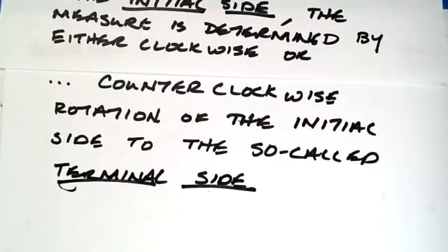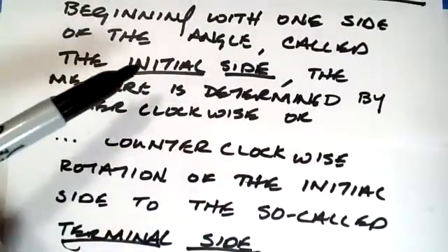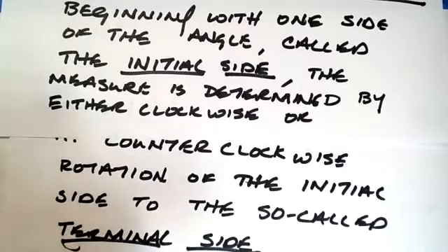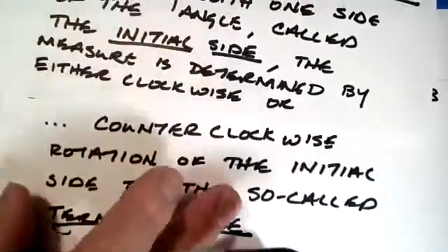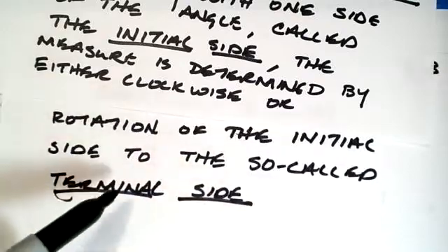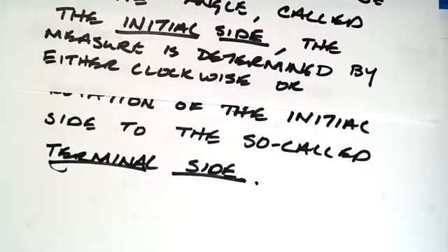Basically every angle, no matter how you construct it, is these two rays, and at some point you pick one of them and call that the initial side. Then you look at how much rotation is required to get from the initial side to the other side, which is called the terminal side.